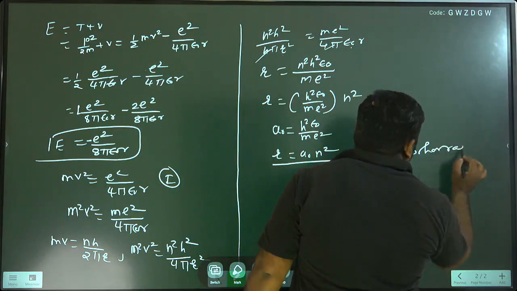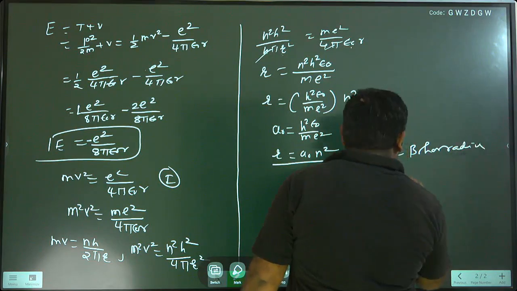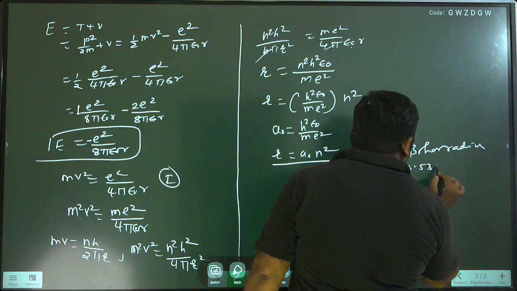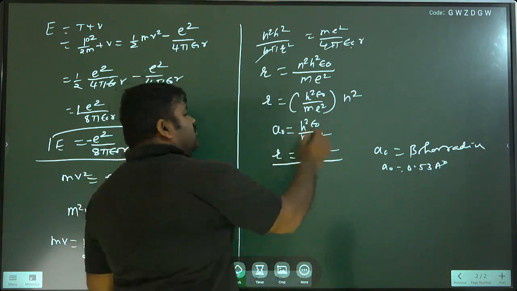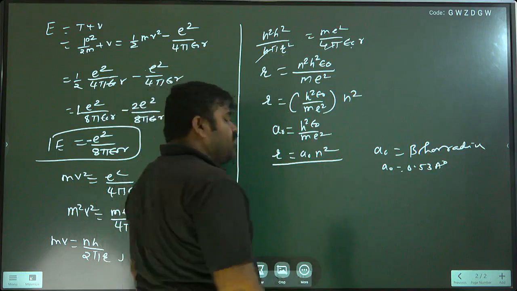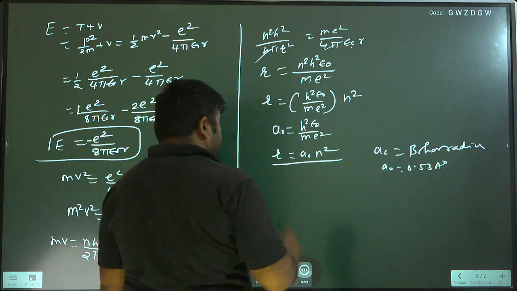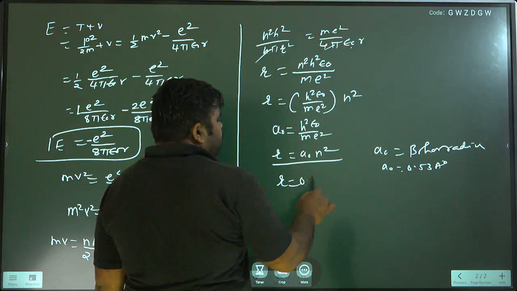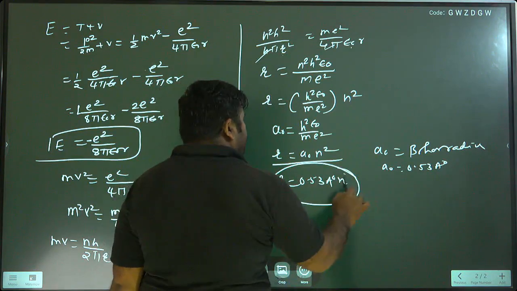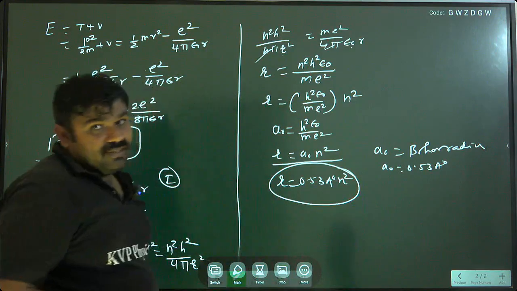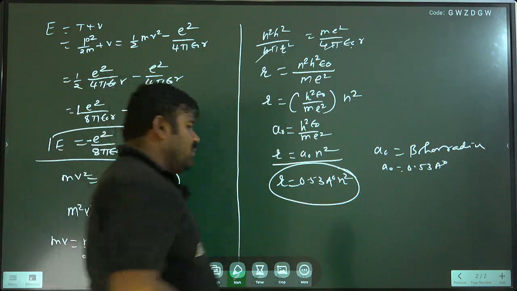And what is the Bohr radius value? a naught is equal to, yes, we know that, 0.53 angstrom. Suppose we calculate this value, we can substitute all these terms and get the a naught value. And a naught is equal to 0.53 angstrom. Meaning r is equal to 0.53 angstrom into n square. Meaning n increases, radius increases. Yes or no?